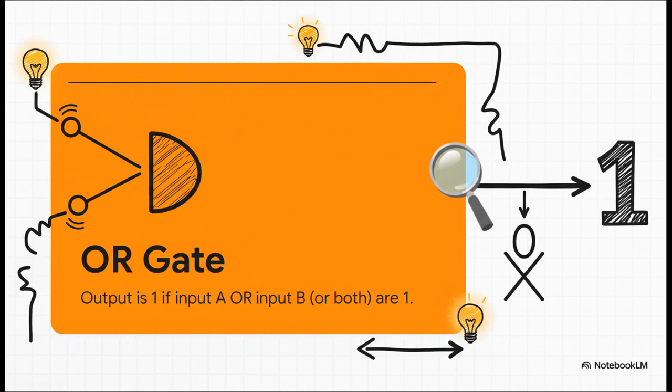This one's way more laid back. It'll give you a 1 if the first input is 1, or if the second input is 1. Heck, it'll give you a 1 if they're both 1. The only possible way to get a 0 out of an OR gate is if both inputs are 0.